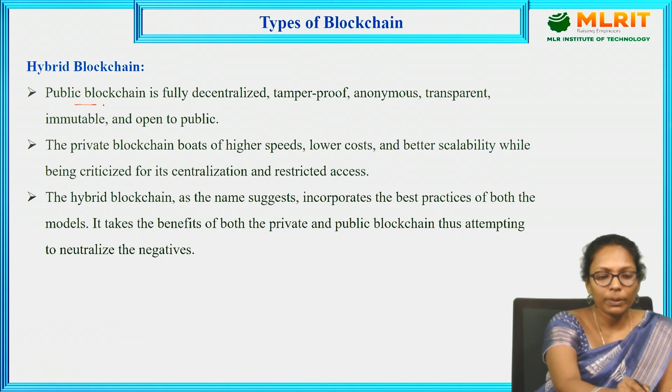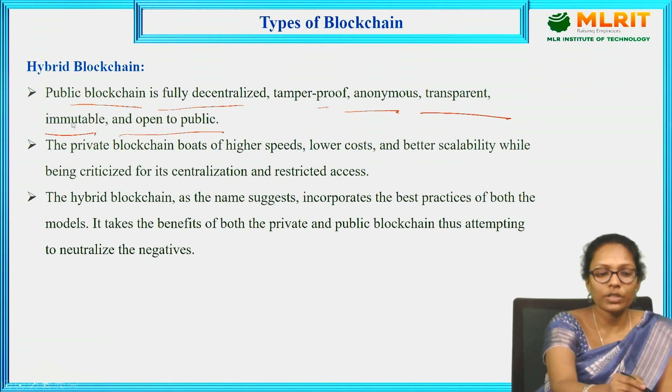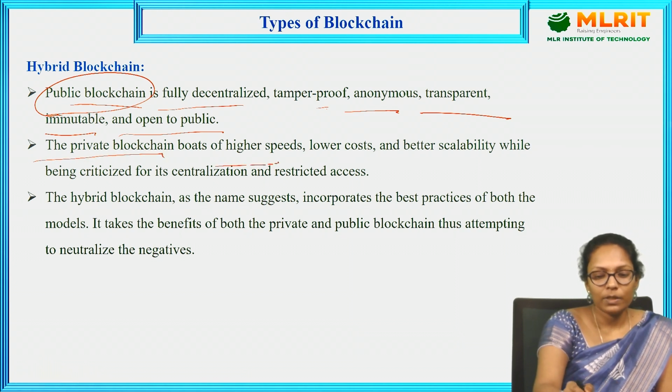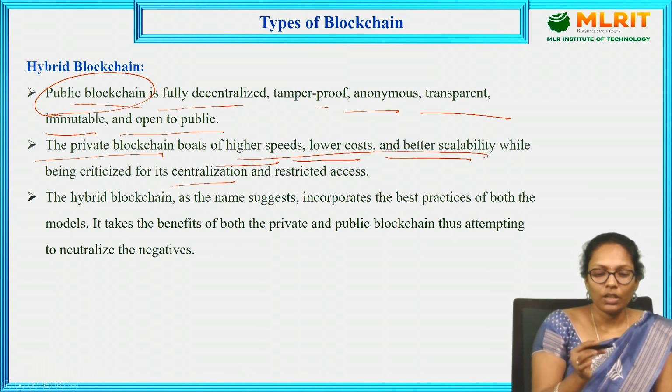So what does public blockchain provide? It is fully decentralized, tamper-proof, anonymous, transparent, immutable, and open to the public. These are the positive features of public blockchain. Coming to the private blockchain: higher speed, lower cost, better scalability, even if it is centralized. These are the features of private blockchain. So I'm mixing all these features into one blockchain, which makes the hybrid blockchain.